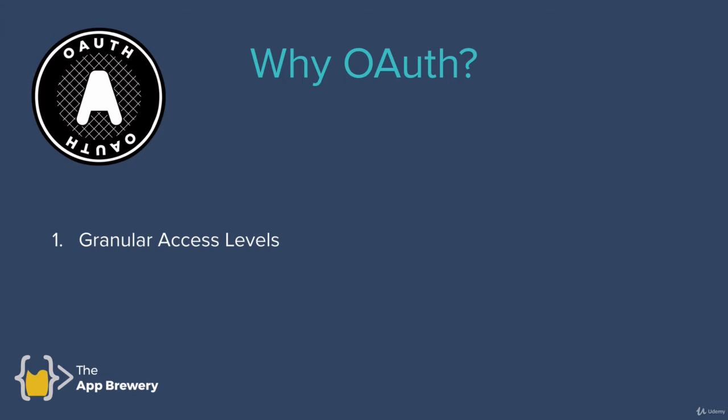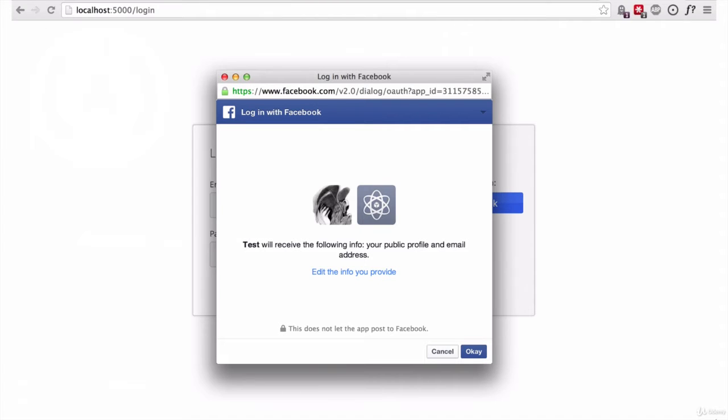Now, what exactly is special about OAuth? Because there's a lot of other open standards that do something similar to this. But OAuth is quite special in 3 ways. The first way is that it allows you to grant a granular level of access. What does that mean? That means that when your user logs in with Facebook, you can request specific things from their Facebook account. So you could say that for my app, I only really need their profile and email address.